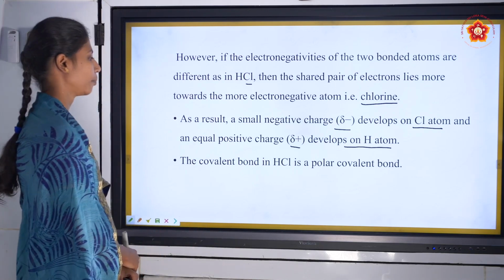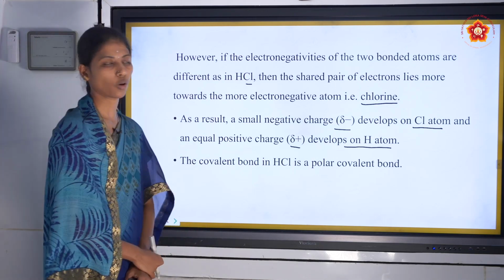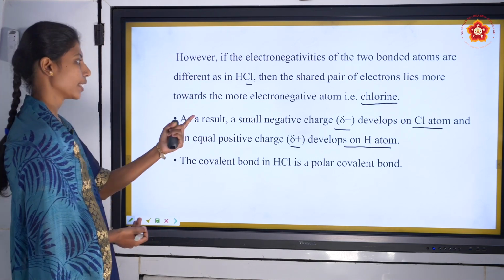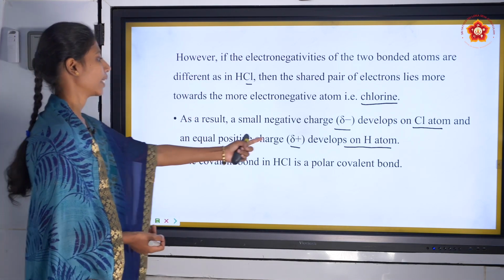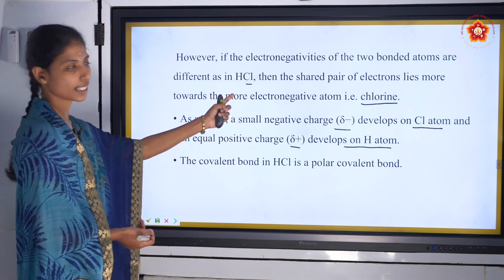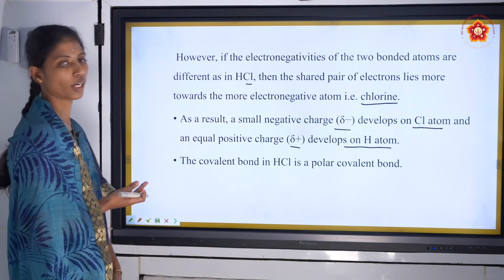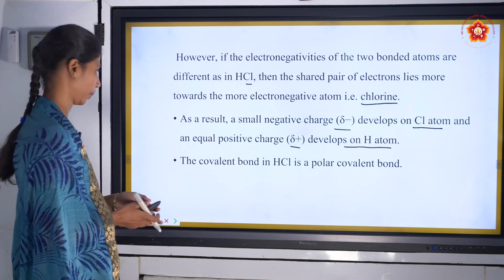The covalent bond in HCl is a polar covalent bond. Here in HCl, H is positive, this positive charge is delta plus, and chlorine is delta minus. We call it a polar covalent bond.